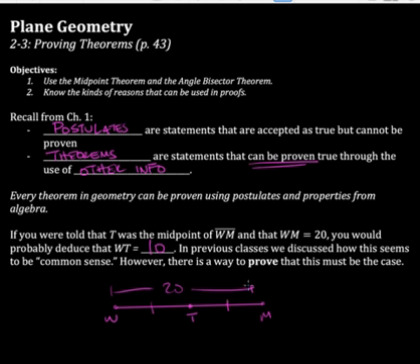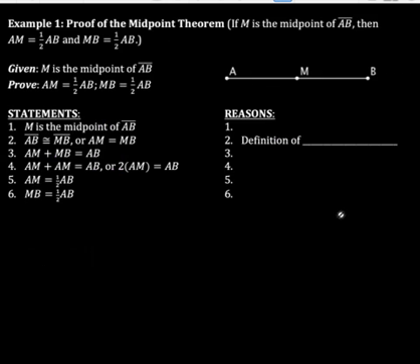But there is a theorem that says that that must be true, that if T is the midpoint of a segment called WM, then the distance from W to T will be half of the distance from W to M. And we can prove that that theorem has to be true. So that's going to be the first thing we're going to do here. We are going to prove the midpoint theorem, which says that if M is the midpoint of a segment called AB, then AM, the distance from A to M, is half of the distance from A to B, and the distance from M to B is half of the distance from A to B. So we're going to prove that that has to be true.